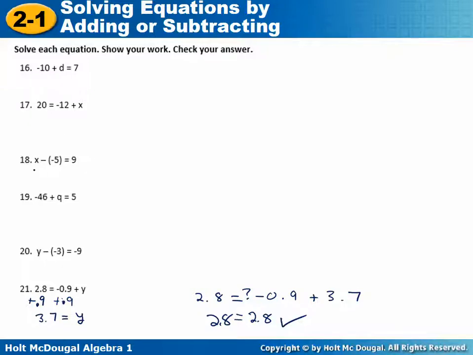So for number 18, I would rewrite this as x plus 5 equals 9, and then I would solve from there. Same in 20, I'd write y plus 3 equals negative 9.